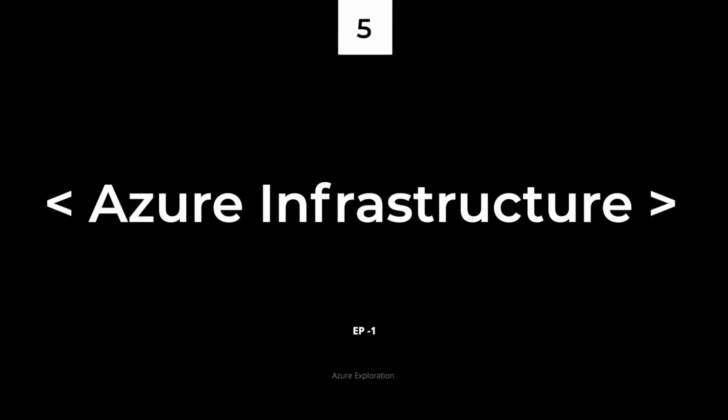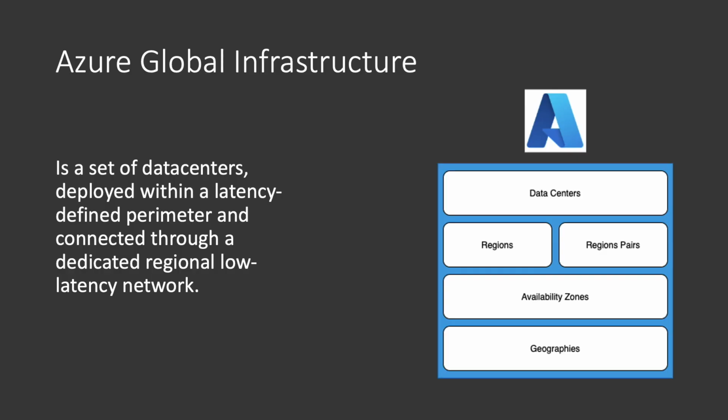So what is Azure Global Infrastructure? It is a set of data centers deployed within a latency-defined perimeter and connected through a dedicated regional low-latency network. With more global regions than any other cloud provider, Azure gives its customers the flexibility to deploy applications where they need to. Azure Global Infrastructure is formed of different layers, perfectly structured to give the best possible outcome for its customers. We're going to be exploring all of these layers in more detail, but for now we're just going through them. The first layer is data centers, then regions and region pairs, then availability zones, and then geographies.